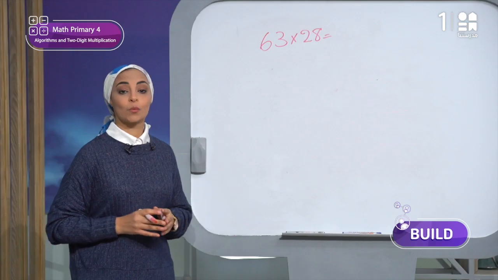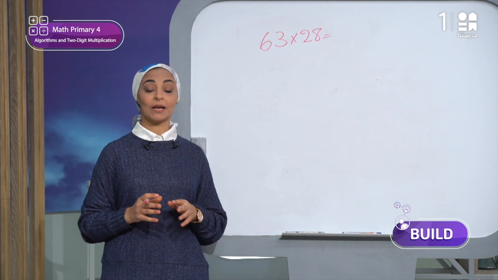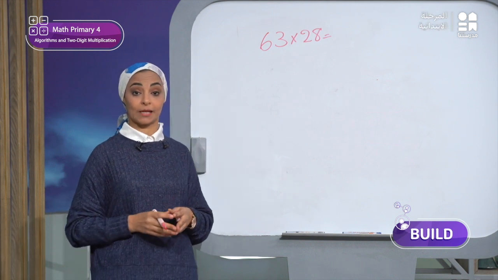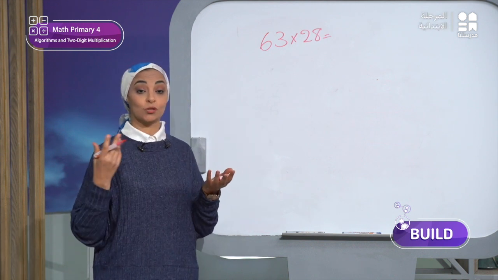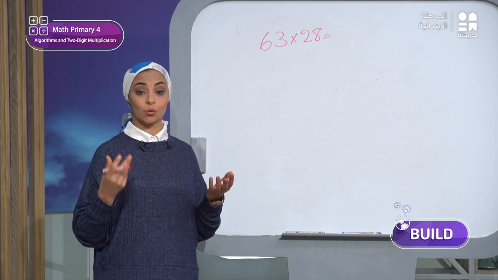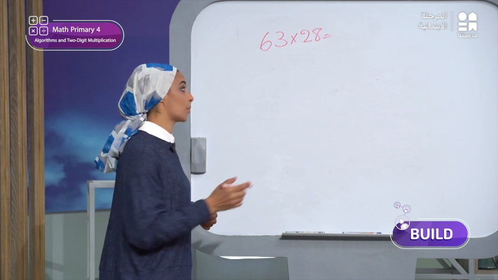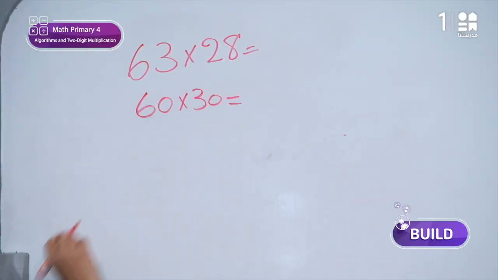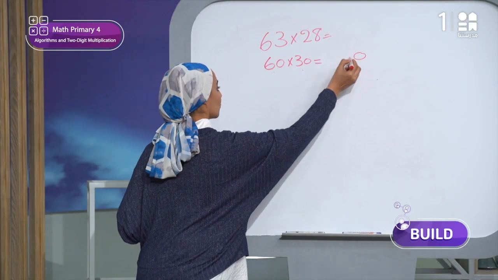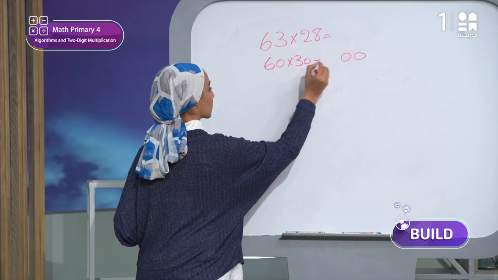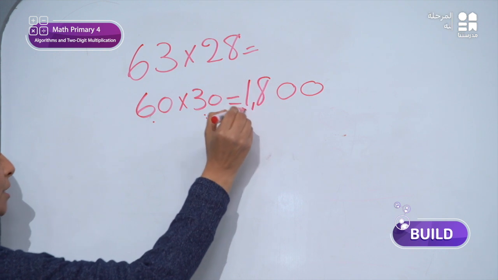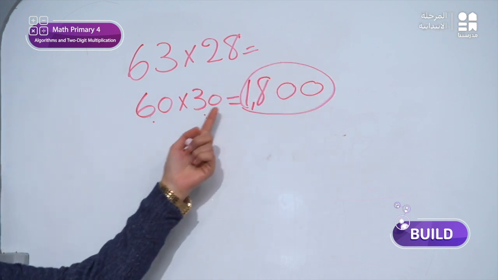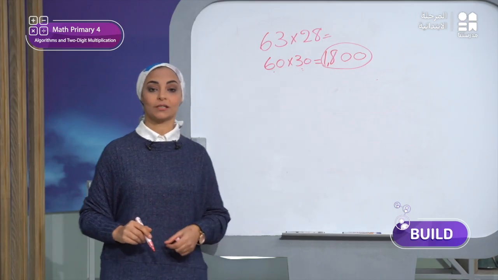So, first we will estimate the product. First thing, I will estimate my answer. I will round 63 to 60 and 28 to 30. So, I'll multiply 60 times 30. Okay, 60 times 30 equals what? Excellent. I'll put these two zeros and 6 times 3 equals 18. So, the estimated answer will be 1,800.